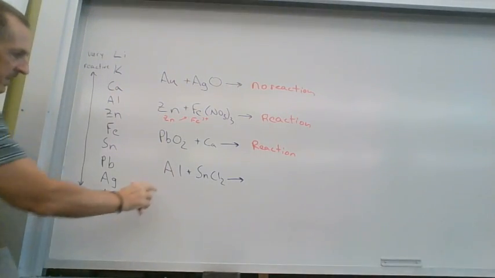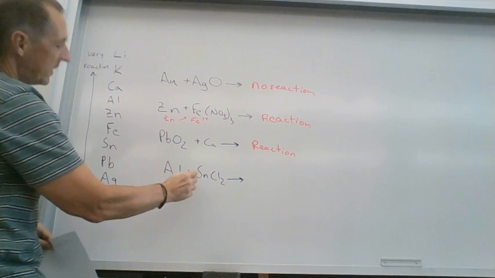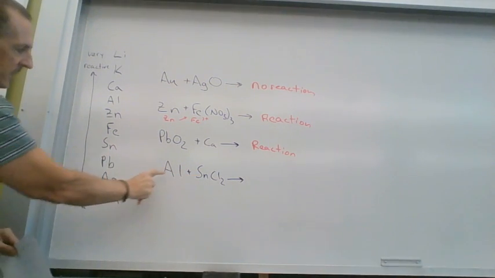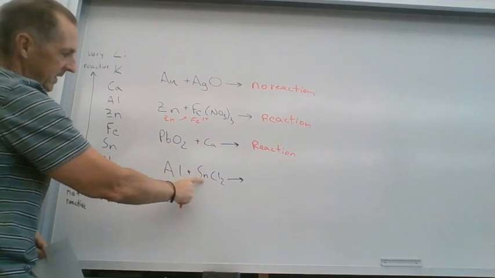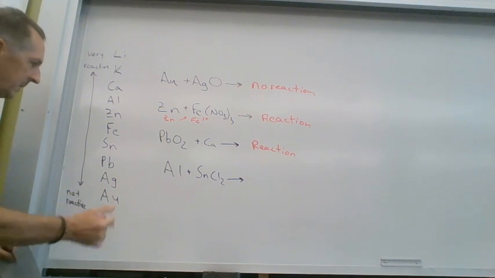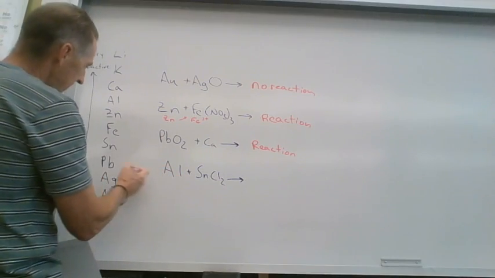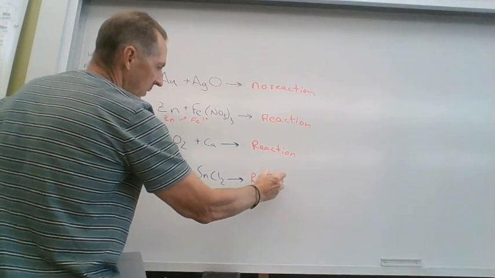Right. And same thing here, is this aluminum going to react with the tin? If aluminum is higher in activity, then it will donate electrons to the tin, and it will become a cation, and tin will become a metal that's not charged, so it'll become a neutral metal. Right, and so aluminum is higher up than tin, so we would expect a reaction here as well.